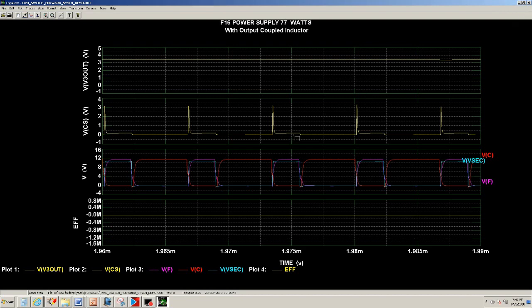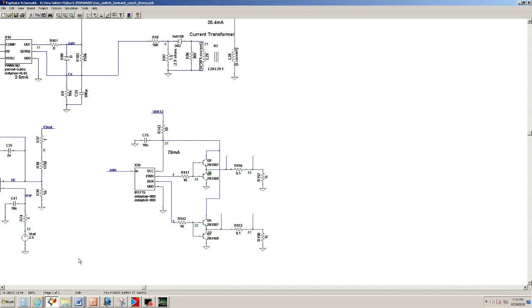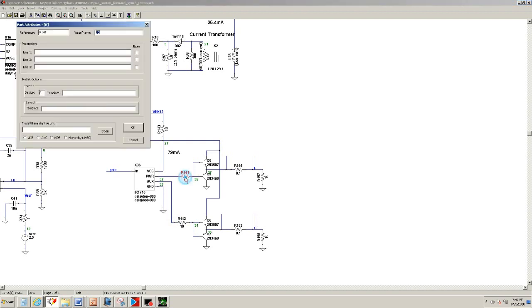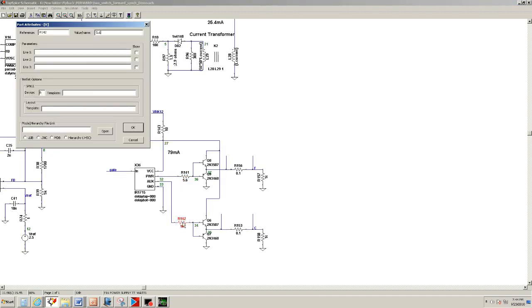So let's go ahead and see if we can fix it. One of the remedies that you can do, since this can only supply 1.2 amps, is put a little driver here. So let's move this connection out to here, and we move this out here, and change this to 5.6, just to ensure that it has enough drive.